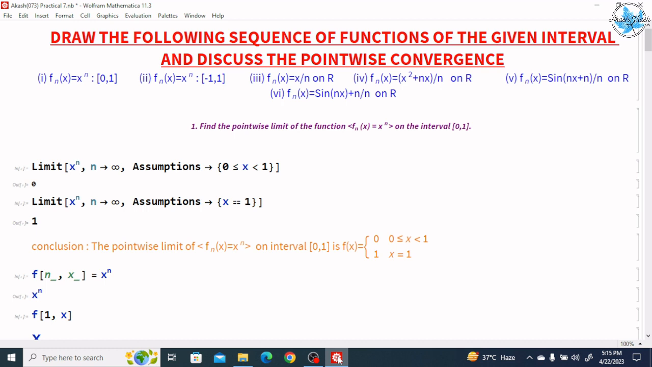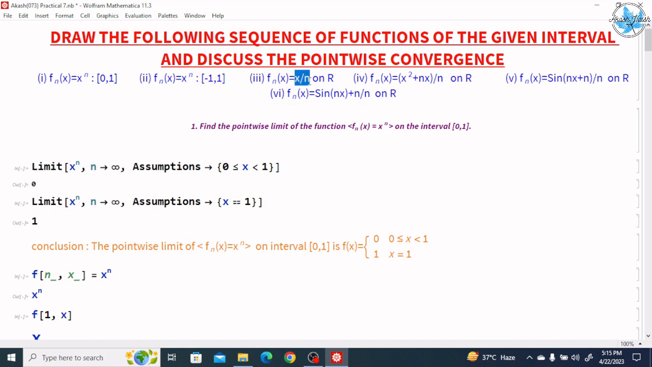So today we will see how to draw the graph of the following sequence of functions on a given interval, and then we will also discuss their pointwise convergence respectively. I have taken the example of the first function, that is x to the power n in the interval 0 to 1, and then with the same function I have changed the interval, that is -1 to 1.